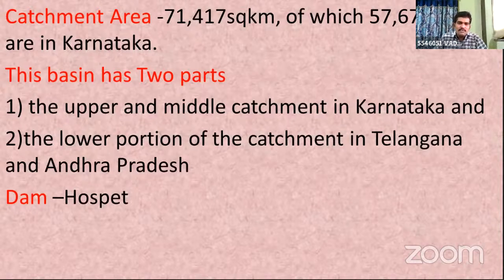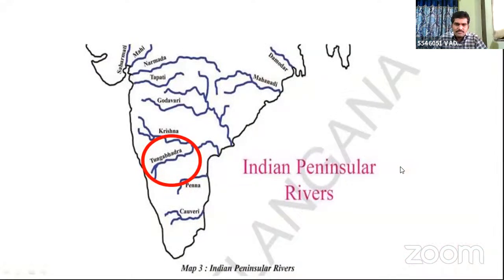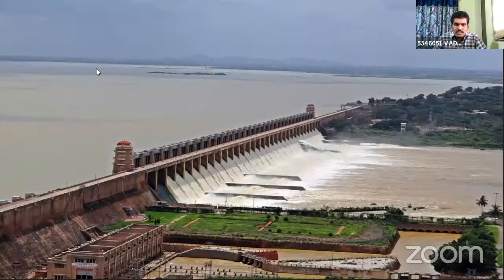So on the Tungabhadra river in Karnataka, there is a major dam, a reservoir, the Hospet Dam. In the place of Hospet, they constructed a dam which gives water to these states. So you can observe the Tungabhadra river. This is the Tungabhadra dam. You are observing the picture. This is the Tungabhadra dam, which is located in Hospet in Karnataka.